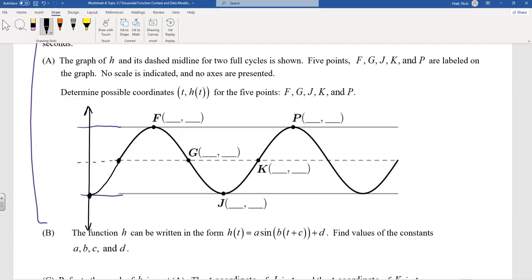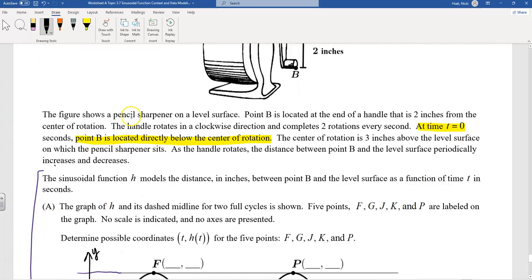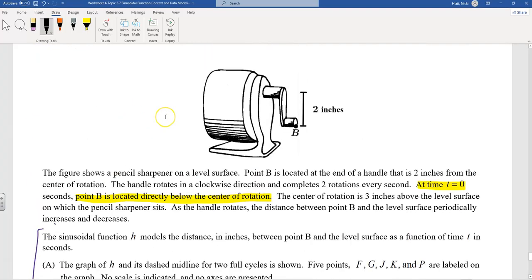Now I need to figure out what my y values are and where to put the x-axis on this graph. Okay, so this is my y-axis right here. The only thing marked on this picture is that from the center down to B, this distance is 2 inches.